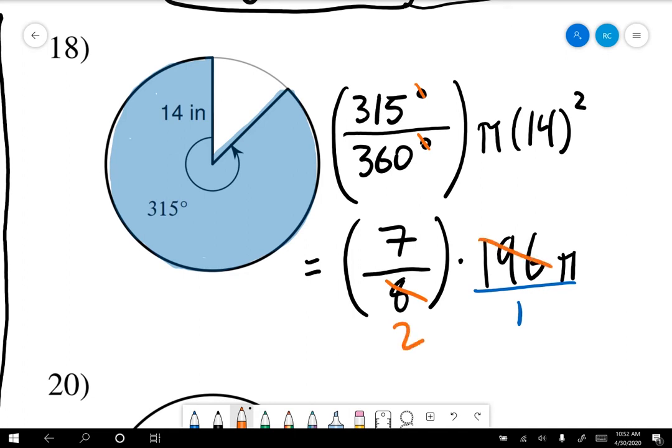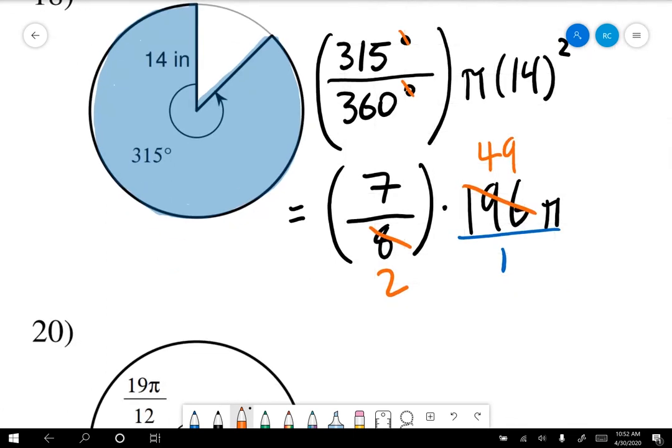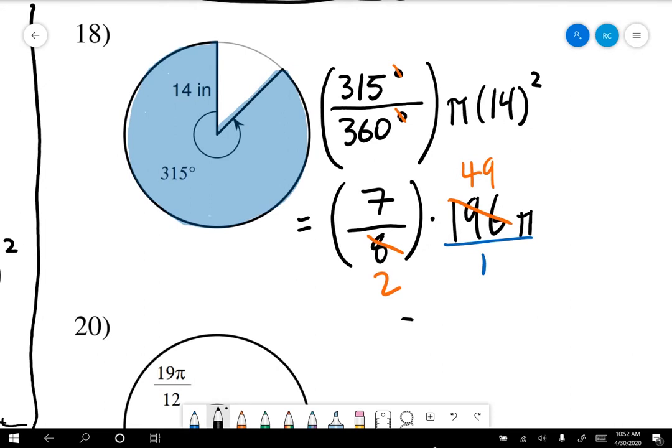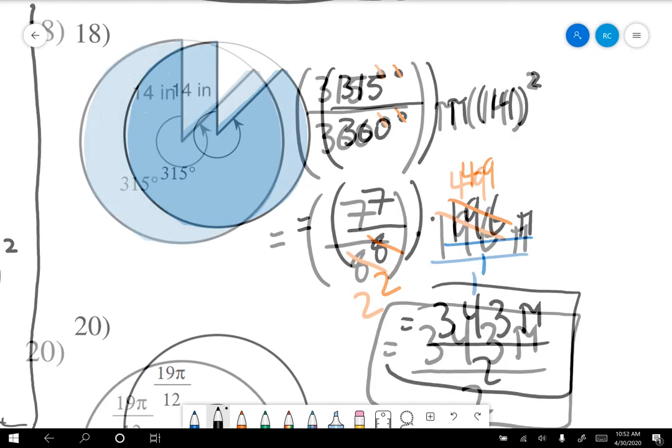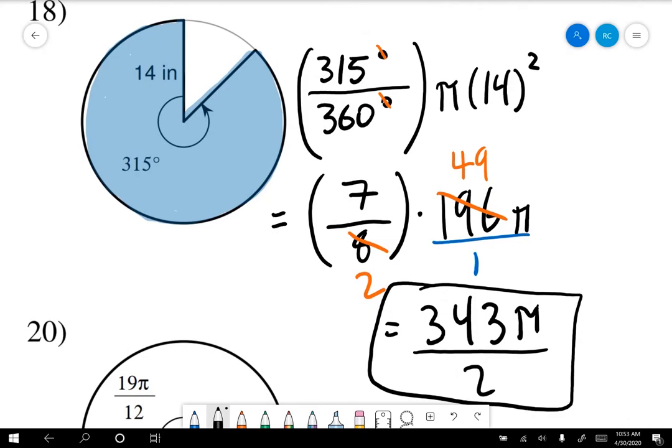I think they're both divisible by 4. I think that 196 divided by 4 is 19. No, 49 is what I meant to say. 200 divided by 4 would be 50. So 196 divided by 4 should be 49 because it's 4 less. Anyway, so what we end up getting is 7 times 49. Well, let's see. 7 times 50 would be 350. Minus 7 is 343 pi over 2. Okay, let's try the next one.